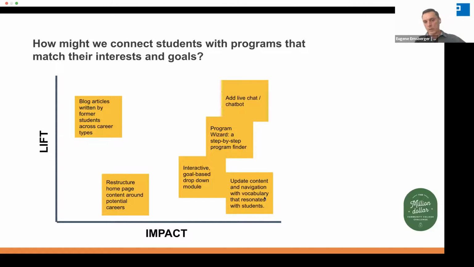But as we talked about as well, low lift and high impact could be just updating your content navigation with vocabulary that resonates with students. So you can see how this starts to help you formulate how you're going to spend your time, and how you're going to communicate with your organization. You can share with them how this process was developed, and that you can have higher confidence that this is where we need to put our time and bring people along for that experience.